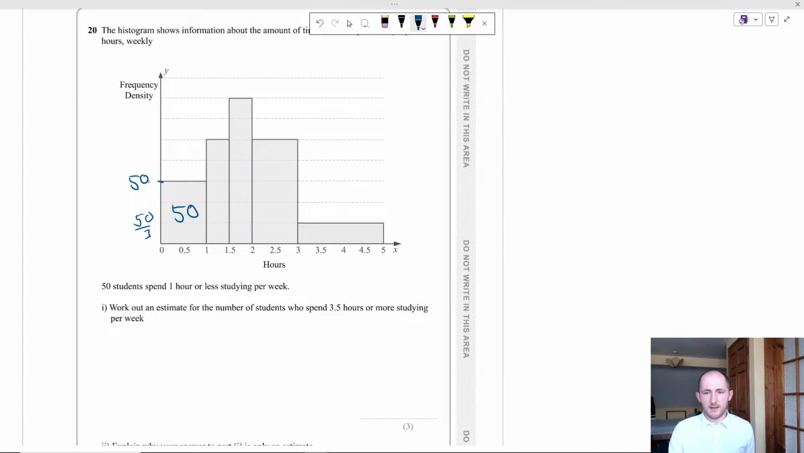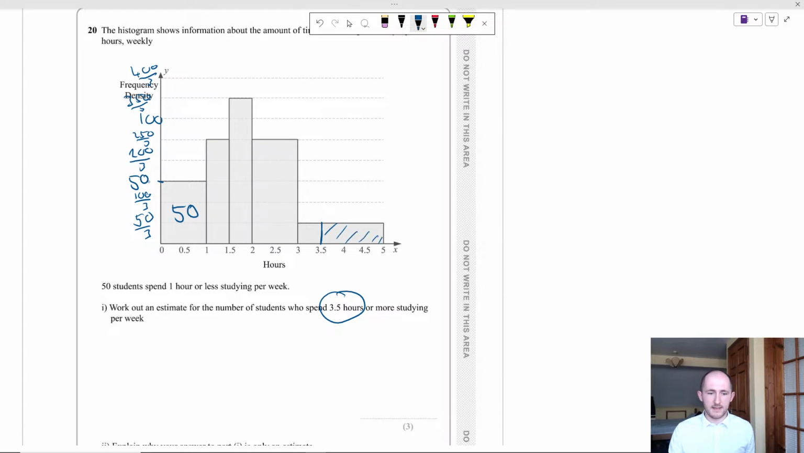So we can actually fill in the rest of this. 150 over 3, then it would be 200 over 3, 250 over 3, 100, and then it would be, so that's 300 over 3, then it's 350 over 3, 400 over 3. Okay. And it's asking us for 3.5 hours or more, so that is everything inside this bar.